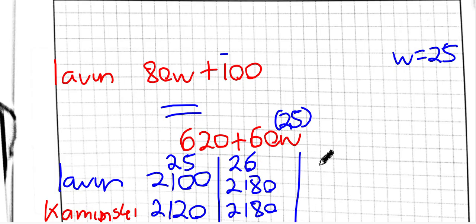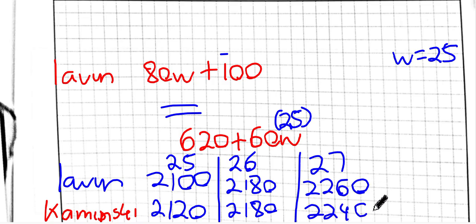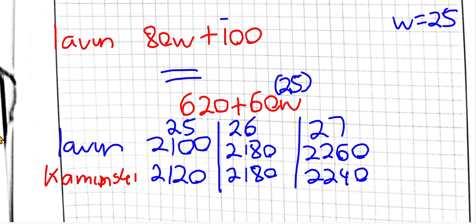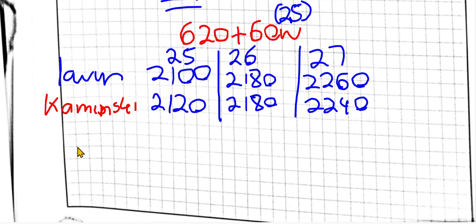And then by week 27, what are we going to say next? How much does Lavin have? An extra 80 quid. And how much does Kaminsky have? 2,240. What can I write down here then?